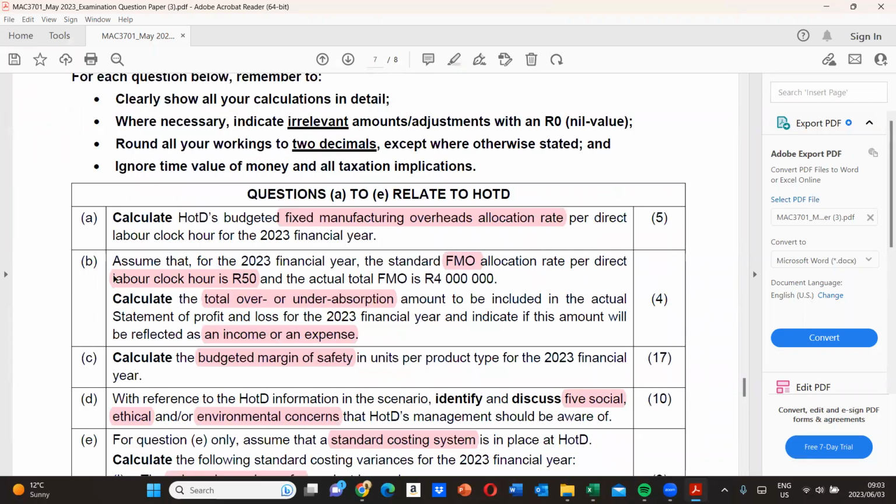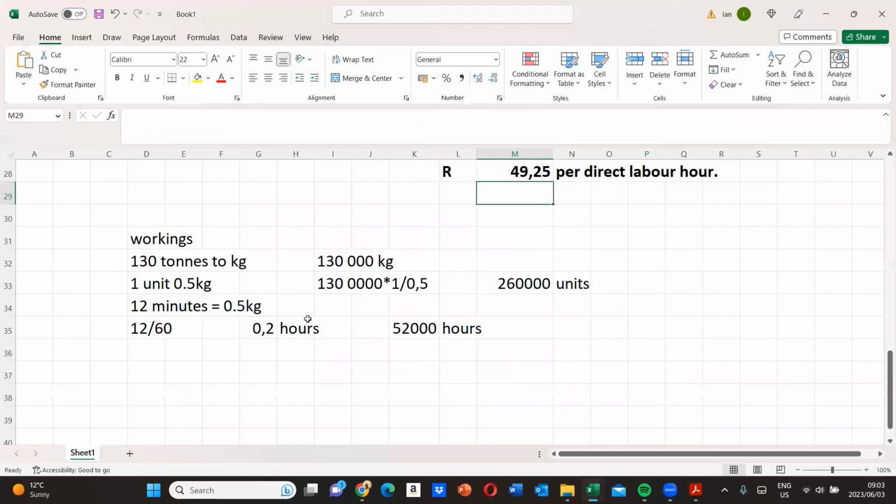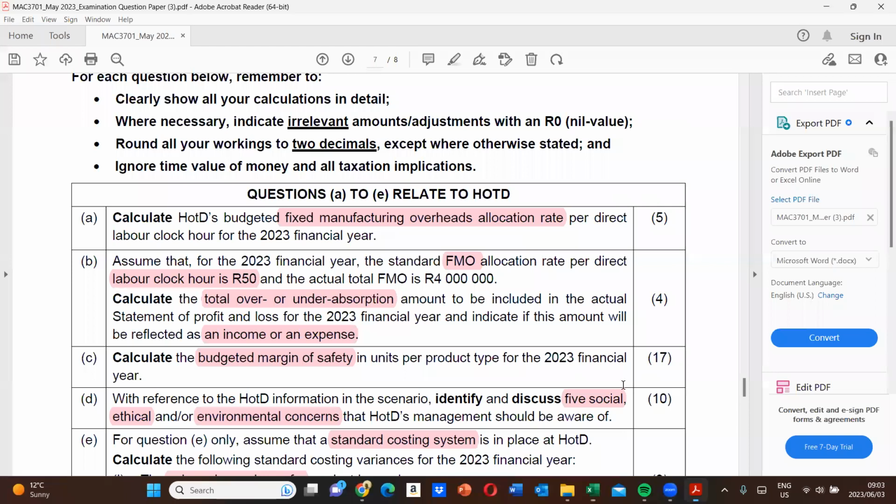Nothing. Right, B, assume that for the 2023 financial year, the standard fixed manufacturing overhead allocation rate per direct labor clock hour is 50 rand. So here they said, okay, yes, you did the calculation of 49 there, all right? But assume. Why are they using assume for part B? They're looking at the guys possibly who did not get part A right. They don't want to continuously mark you wrong. So they're saying, okay, rather use 50 rand instead of the 49 rand. So use 50 rand.